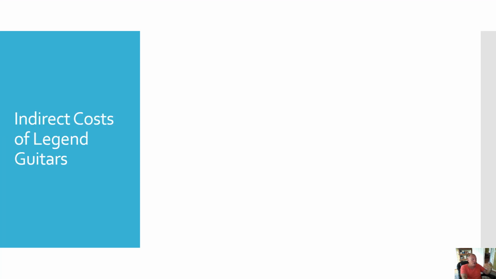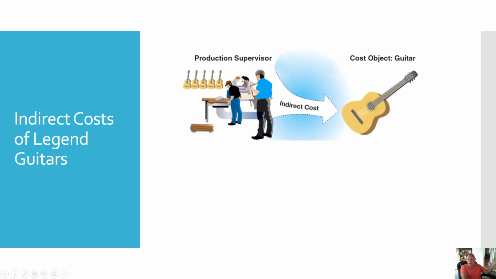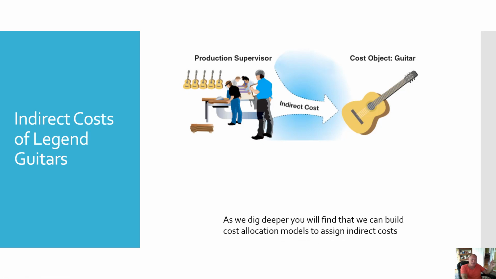Now we look at the indirect costs, and that's the production supervision. There's our cost object, the guitar. As we dig deeper, you're going to find we can build complex cost allocation models to assign these indirect costs to each unit. And that's called cost accounting methodologies, which we will get into as we move forward.